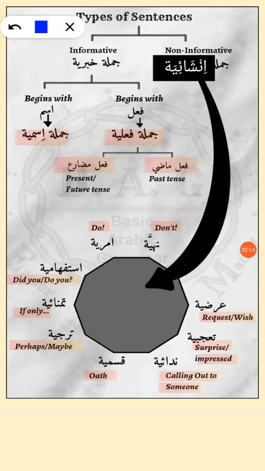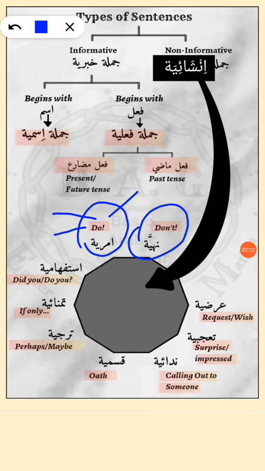Okay, so first of all, we have our do's and don'ts. Run, read, look. Whenever you need to give someone a command of doing something, you of course are not giving any information, right? So this would fall under the category of jumla inshaiya, and it's called jumla amriya in Arabic. Next, do not do something. Nahiya. So don't look, don't drive, don't read, don't study, which nobody says ever.